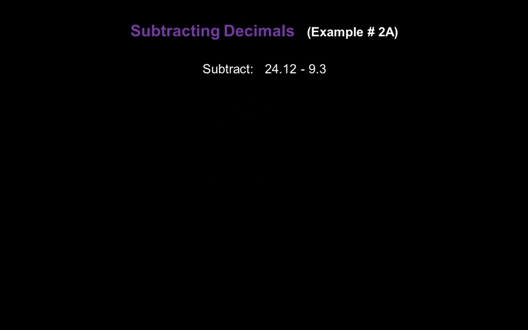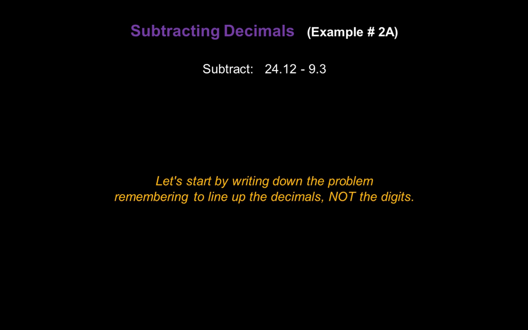Now let's try some subtraction problems. 24.12 minus 9.3. Same thing to start. Write down the problem, remembering to line up the decimals and not the digits. So it looks like this. 24.12 minus 9.3. Fill gaps in the decimal places with zeros. We only have one gap. Put a 0 in there.